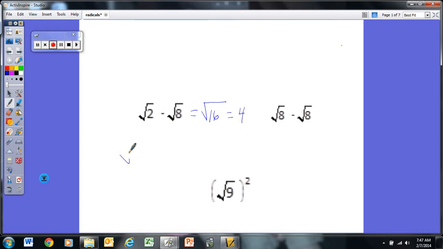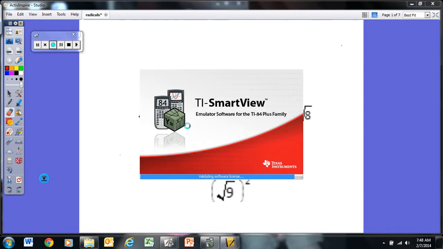Now, a common mistake is to write this: oh, the square root of 16 is the square root of 4. That is absolutely not true. The square root of 16 is 4, the number 4. And if we look at a calculator and we type in the square root of 2 times the square root of 8, it's going to say 4.